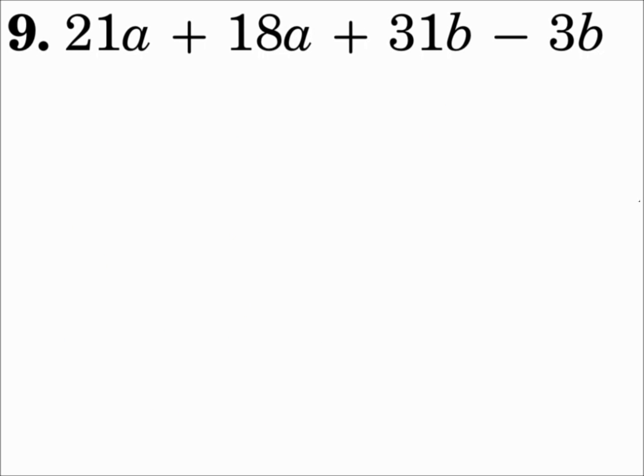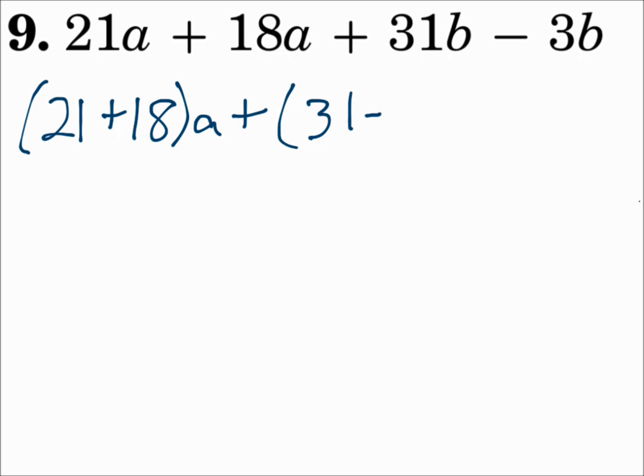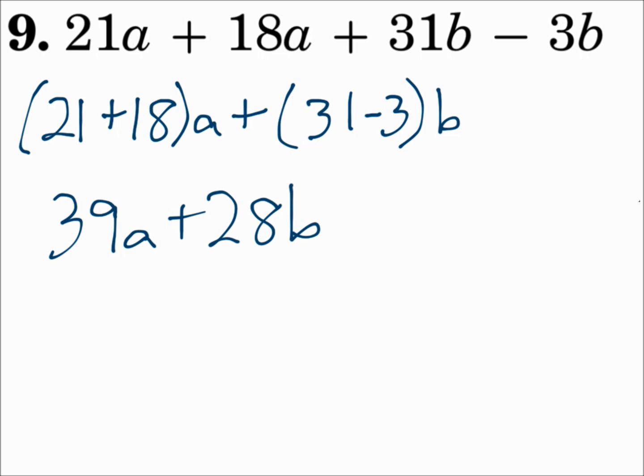For number 9, we have a's and b's. I can combine the a's and combine the b's. How many a's are there? 21 plus 18 of them. How many b's are there? 31 minus 3 of them. Put those together, you have 39a plus 28b. And the a's and b's cannot combine because they're different variables.